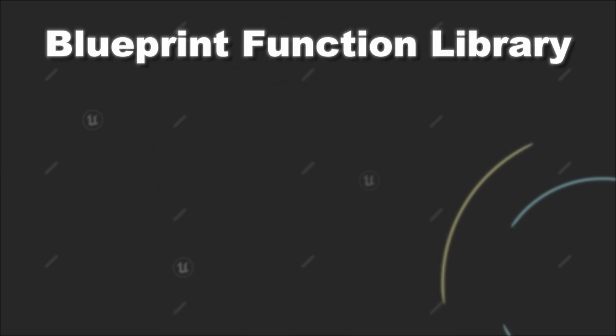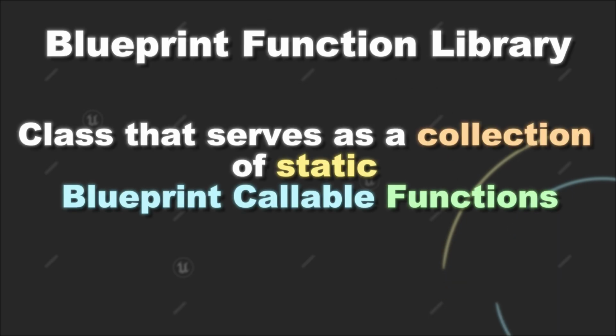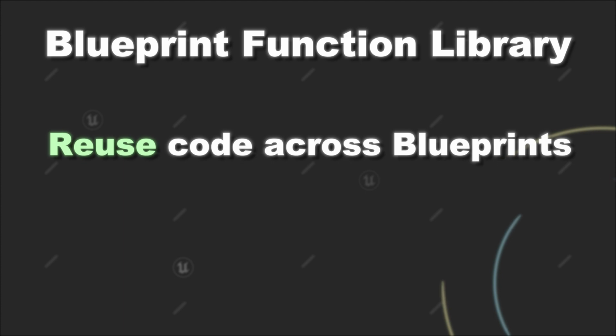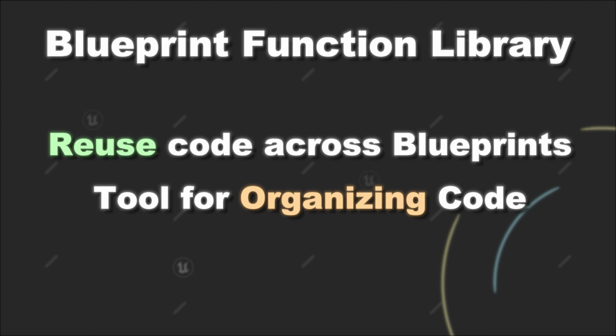In Unreal Engine, Blueprint Function Library is a base class for classes that serve as a collection of static functions that can be called in blueprints. This allows you to reuse code across various blueprints and is obviously another tool to keep your code organized.